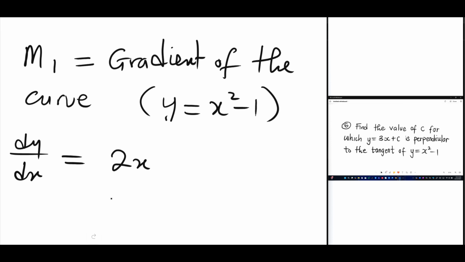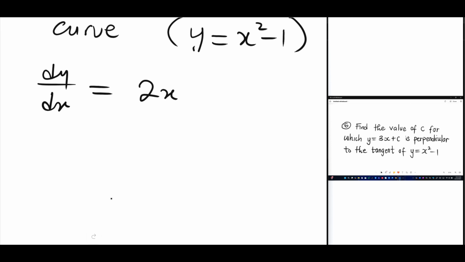Okay. Now, this gradient function is the same as the gradient of the straight line. We are going to use it to find the gradient of the straight line. Now, we want to know the value of x for which the product of the two gradients is equal to -1. The gradient of the tangent and the normal is equal to -1.